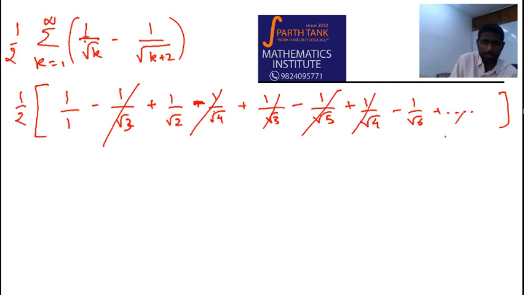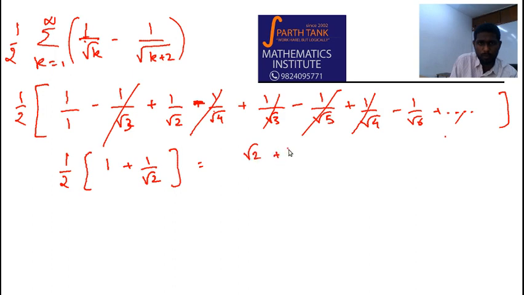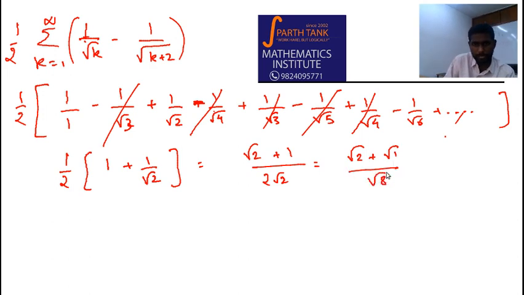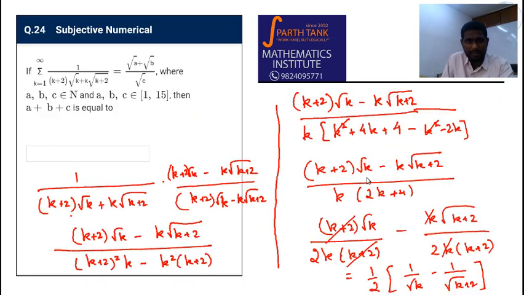Everything would get cancelled till infinity, and all that would remain is 1 by 2 into 1 plus 1 by root 2. This is all that will remain. This can be written as root 2 plus 1 by 2 root 2, or root 2 plus root 1 by root 8. Okay. Now you see, they have said that this is equal to root a plus root b by root c. That's why I wrote it in that form.